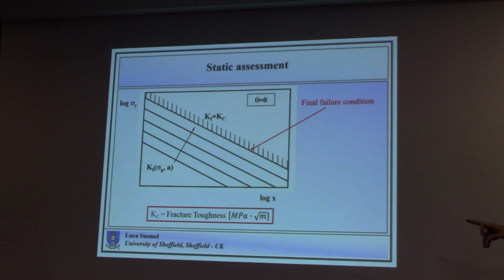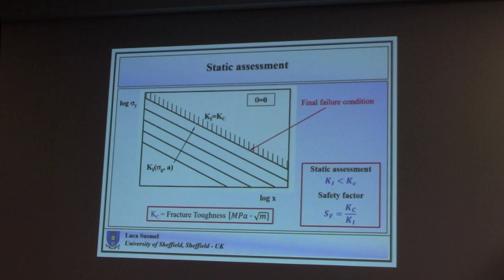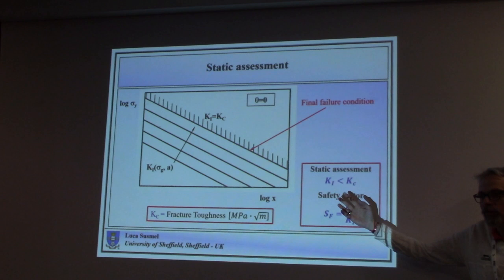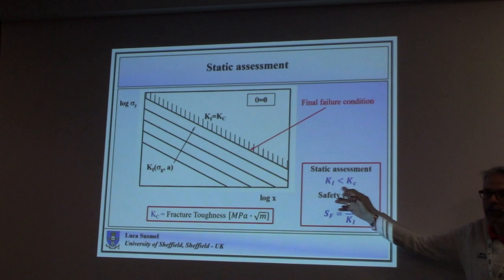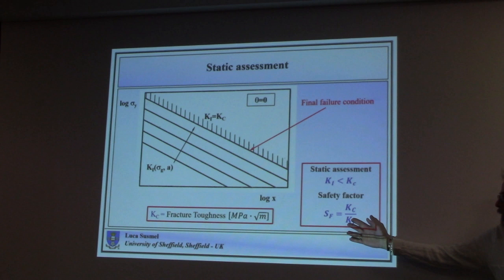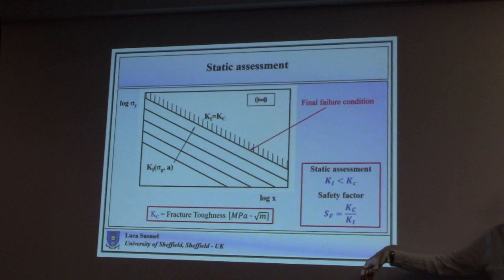But at the end of the day, the design is nothing but being sure that your K1 is lower than Kc. The rest is a lot of blah, blah, blah around this basic idea. All our respect to boring standard codes or boring recommendations, but at the end of the day, this is the idea. Your K1 must be lower than Kc, otherwise your component will fail. Again, as simple as that. Okay? And clearly, again, you can find zillions of different definitions, but if you divide Kc by the K1 value we're applying, you get your safety factor, okay? As simple as that. Good! So, fracture toughness.